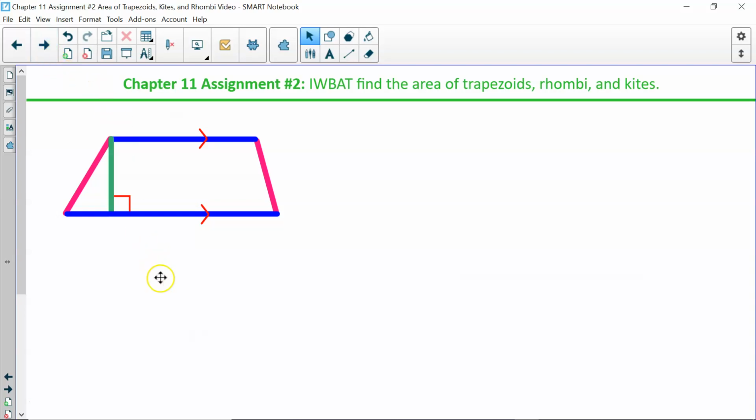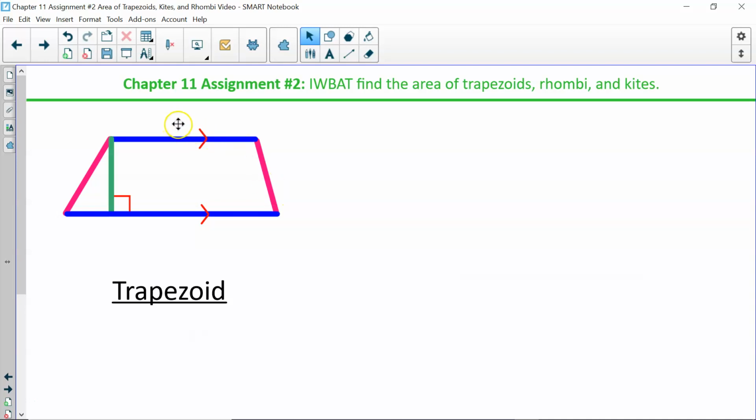So the first quadrilateral that we are going to be looking at today is a trapezoid. And if you recall, we recently studied quadrilaterals and we learned that a trapezoid has exactly one pair of parallel sides that are called bases. So on my screen I have a trapezoid drawn and I have one pair of parallel bases in blue. Notice that I have the two arrow markings that show that those are parallel. The other two sides of the trapezoid I have in pink, and those are called the legs.